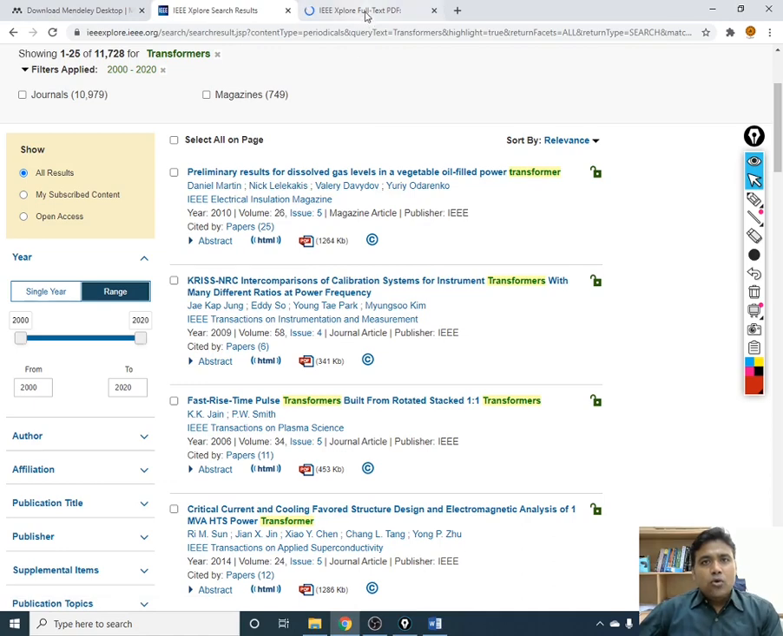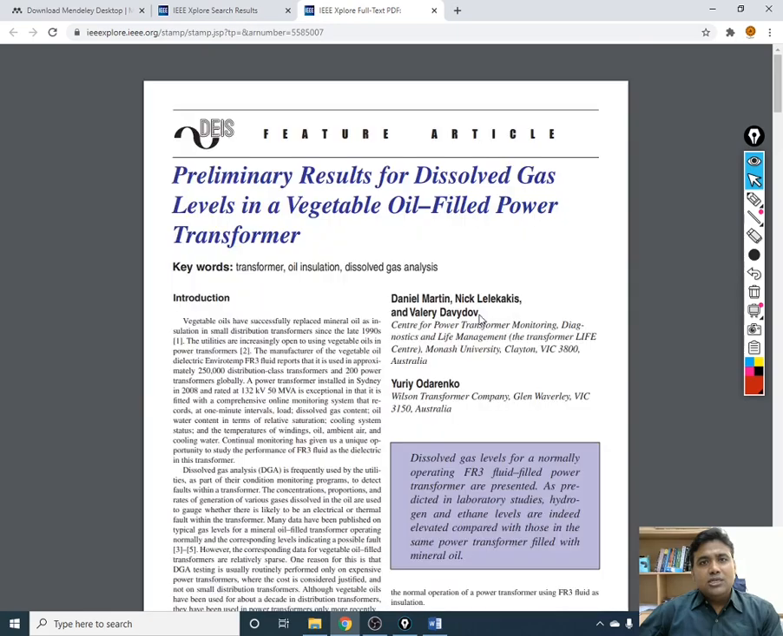Once you open the PDF, the first thing you have to go through in that research is the abstract. Basically this is a journal, this is a magazine. So after selecting this magazine, you can go through it.